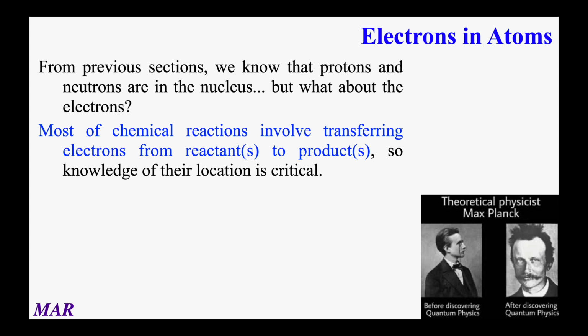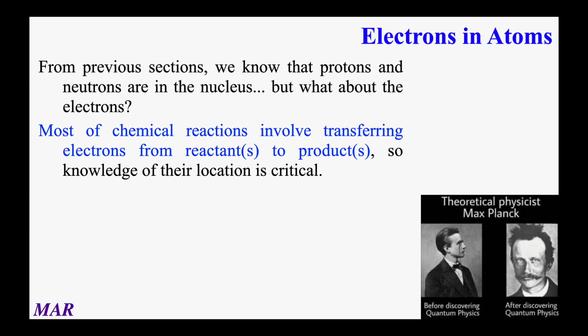Some chemical reactions are more about the nucleus, but that's a whole different ballgame, and we'll talk about those in the Chem 200 series a little bit. But most regular chemical reactions are about electrons. And so we need to know where they are, how much energy they have, how easy it is to transfer them and stuff like that. And that's what this section is going to get into.